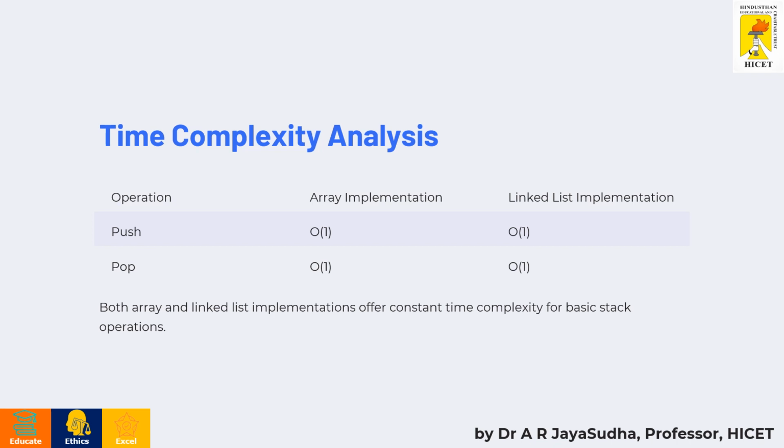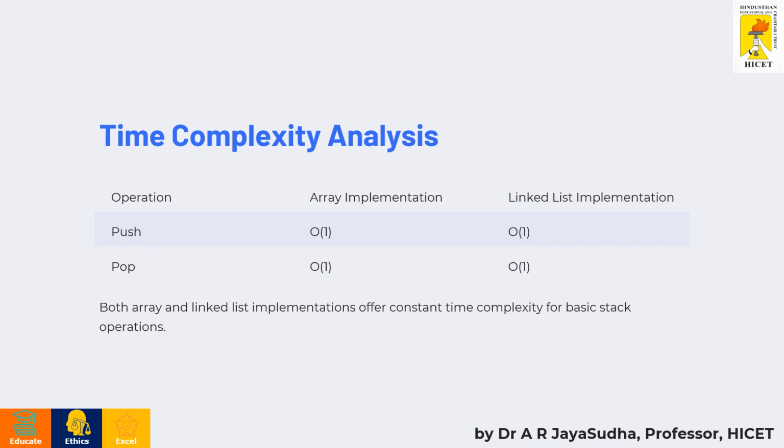Removing an element from the top of the stack in an array implementation also involves accessing the top element's index and removing it from the array. Similar to the push operation, this process can be done in constant time, so it is represented as O(1) time complexity. Time complexity in the case of a linked list implementation.